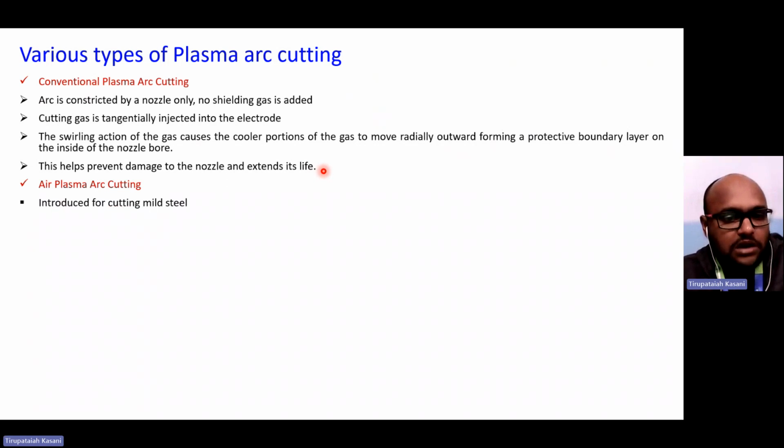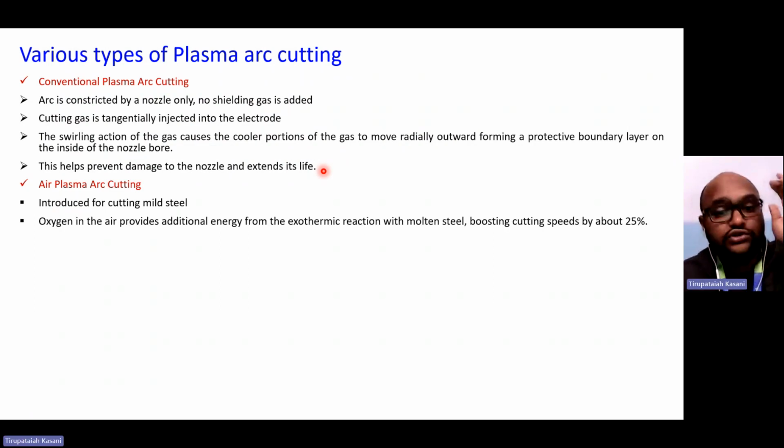Air plasma arc cutting. What is this? Air plasma arc cutting was introduced for cutting mild steels. It is introduced mainly for cutting mild steels in regular workshops. Whatever plasma arc cutting machine is common in all the educational institutions is a kind of air plasma arc cutting only.